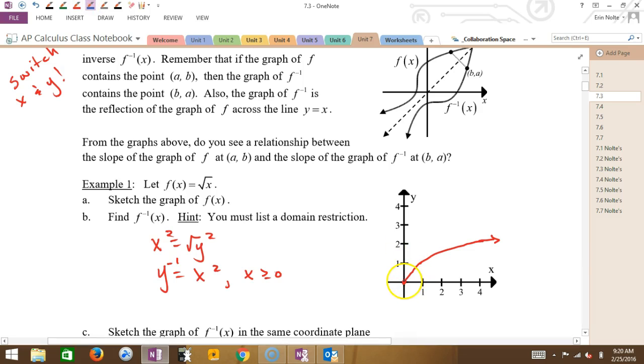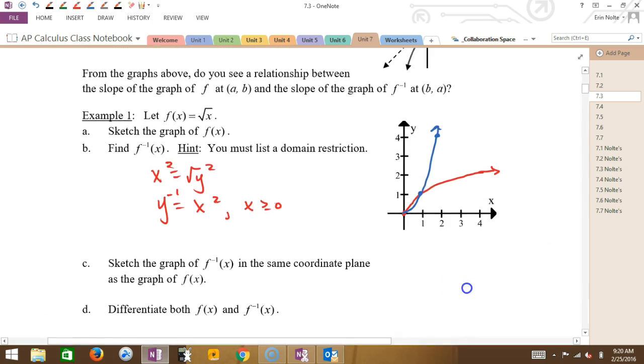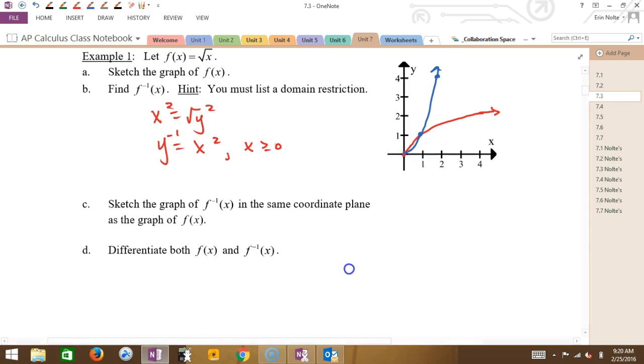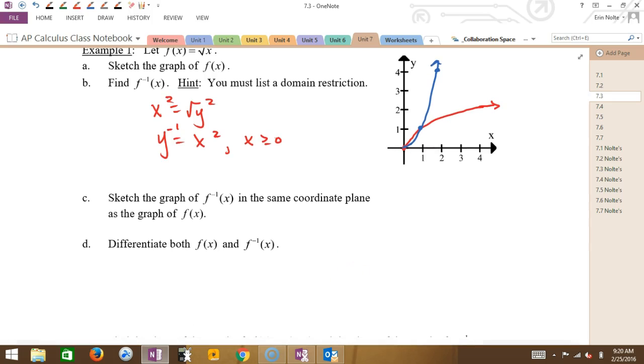Okay, so then we have points at (0, 0) and (1, 1). We would also have a point at (2, 4). See if I can draw that and go up like that. Okay. All right, so I just did C. I graphed them both on the same thing.